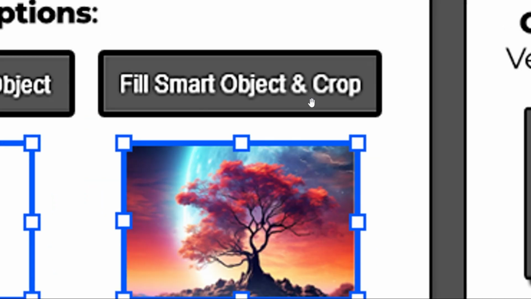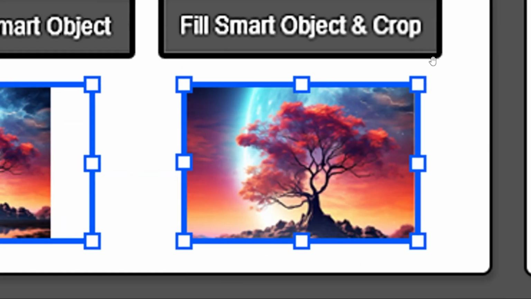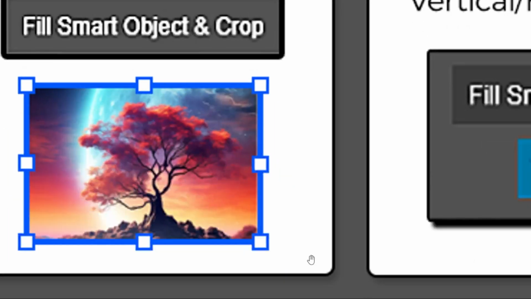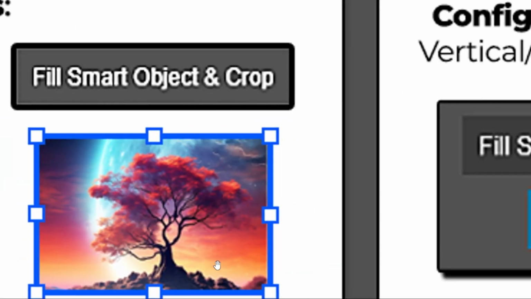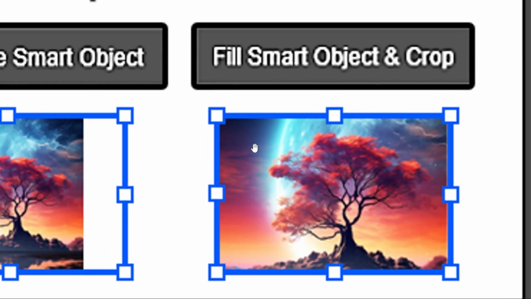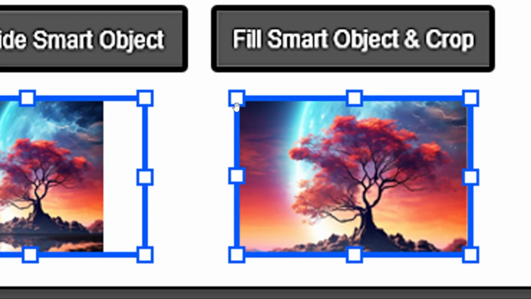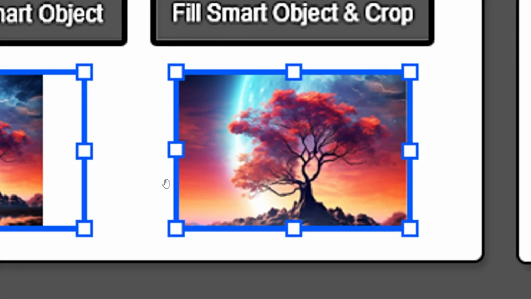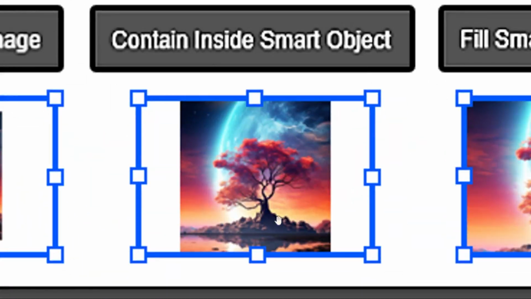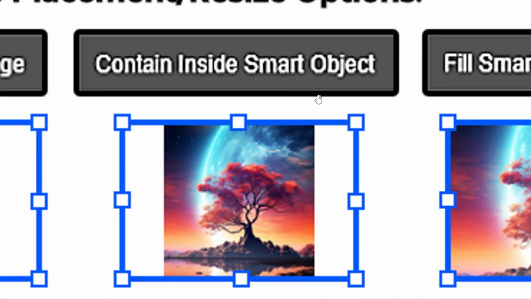This is useful if you want to just blow the image up so that it fills the whole available print area or the smart object area in the mockup, and it'll just chop away any excess image content. So it's not going to distort the image or squash it or change the aspect ratio. It'll just blow it up so it fills the space, and then it'll chop away the excess. This is the option that we're going to be using here, contain inside smart object, for this first operation.